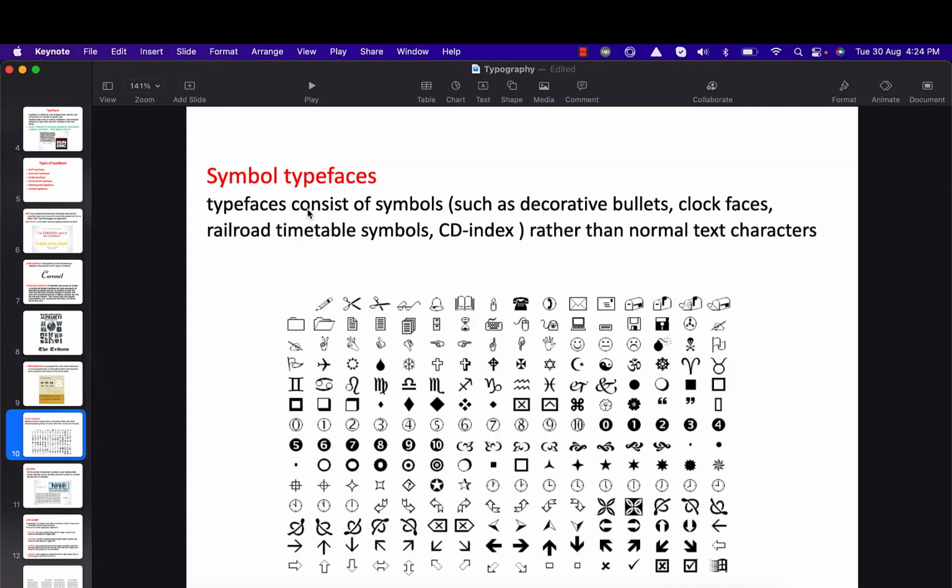And then we have symbol. The rule can apply on the height, but if we apply it on the height, then maybe it's not readable, right? Then we have symbol typeface. So these are the symbolic typefaces, like clock, flock, bullets, railroad timetable symbols, CD index, etc. So these all are symbolic.